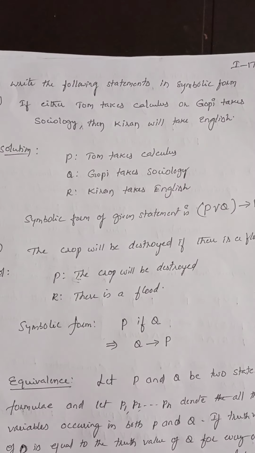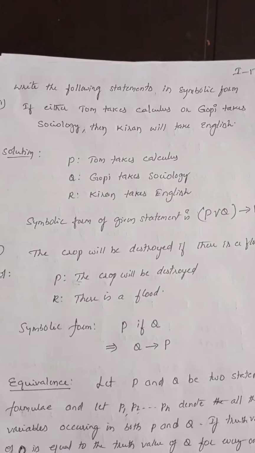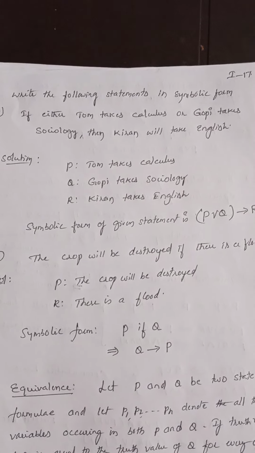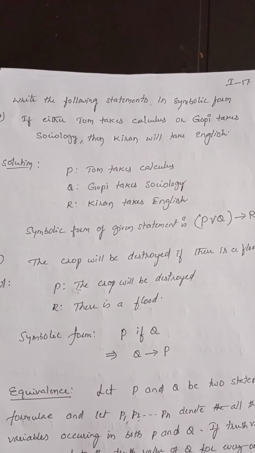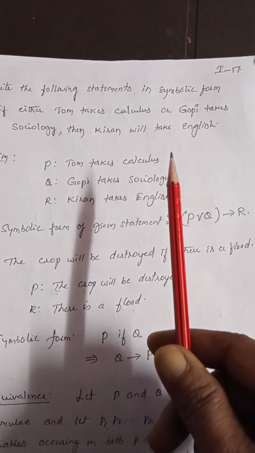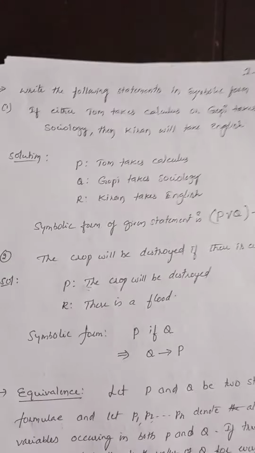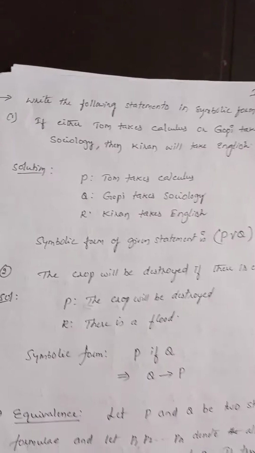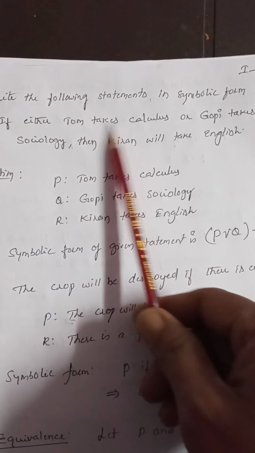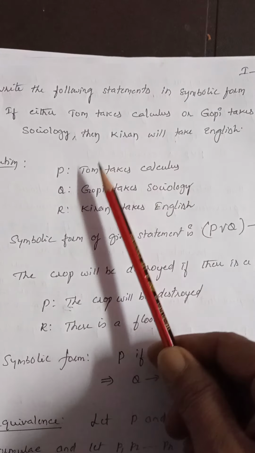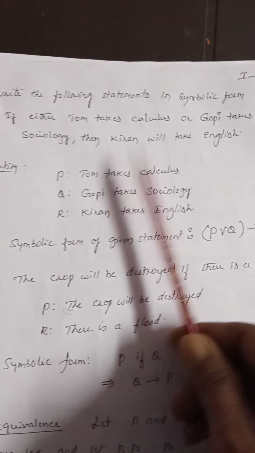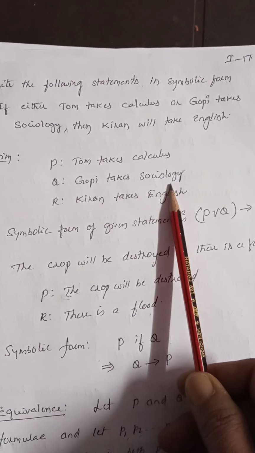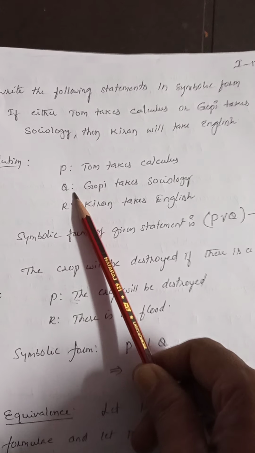Now we have to assign some notations, right? Now here the first one is, if either Tom takes calculus or Gopi takes sociology, then Kiran will take English. One compound statement is given to you, right? Now you have to identify the simple statements. In the first one, Tom takes the calculus is a simple statement. Now that one I am denoting it by P. The next one, Gopi takes sociology. It is also a simple statement. That one I am denoting it by Q.